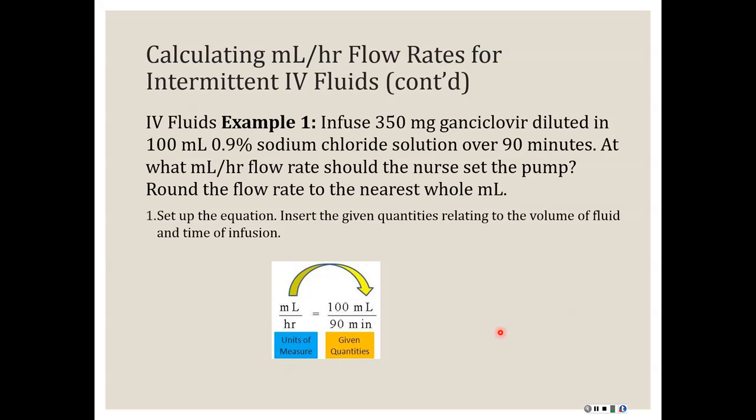So an example of that would be if a prescribed dose would be 350 milligrams diluted in 100 milliliters over 90 minutes. At what milliliter per hour flow rate should the nurse set the pump? Now, when we look at this, the provider ordered 350 milligrams. And that actually is a little bit of extra information in this problem because we're figuring out the milliliters per hour to be given, and our provider told us how many milliliters we wanted over 90 minutes.